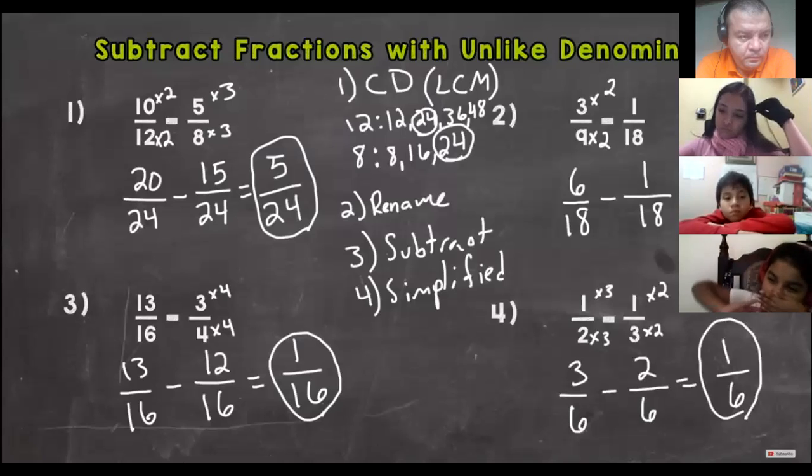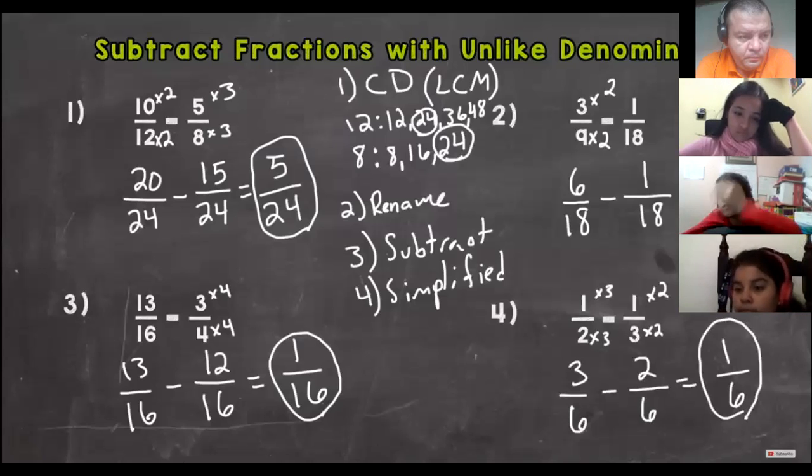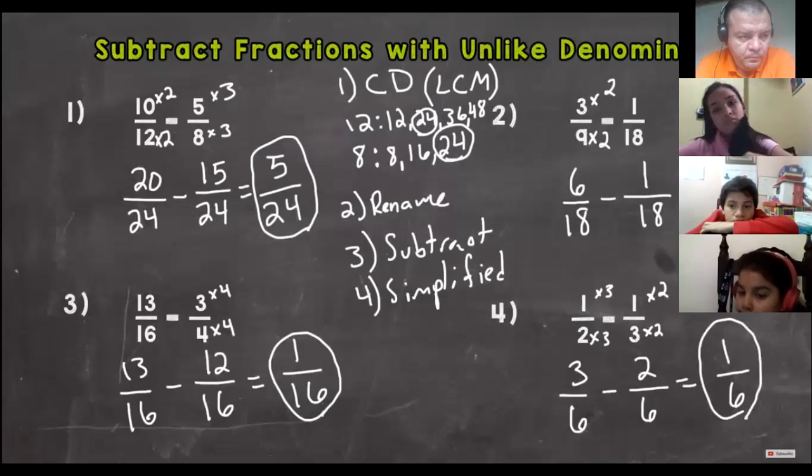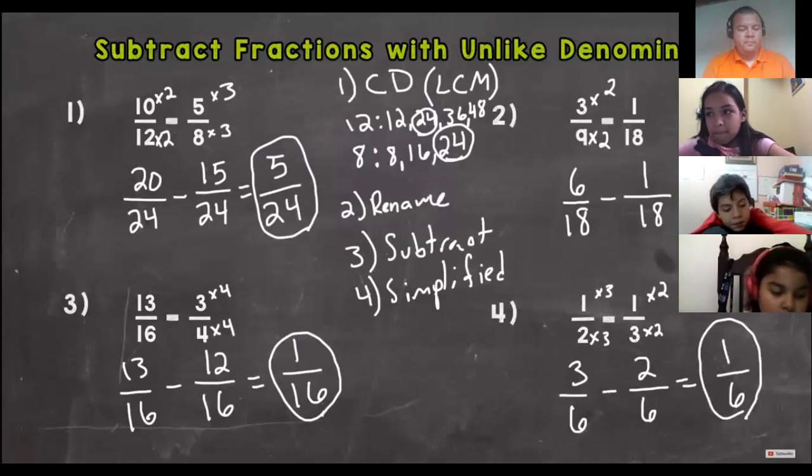So that's subtracting fractions with unlike denominators. Same exact steps as addition. We are just subtracting instead of adding. So I hope you're ready to give the mastery check a try here to see if you have this down on your own. So I'll see you over at the mastery check.